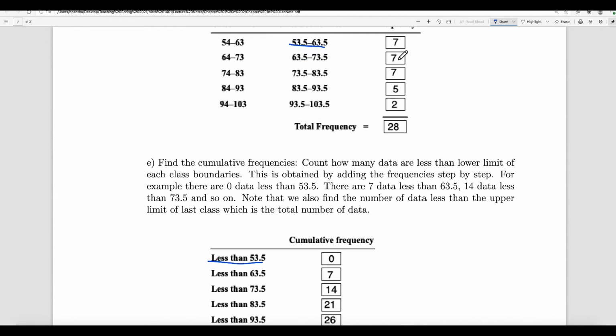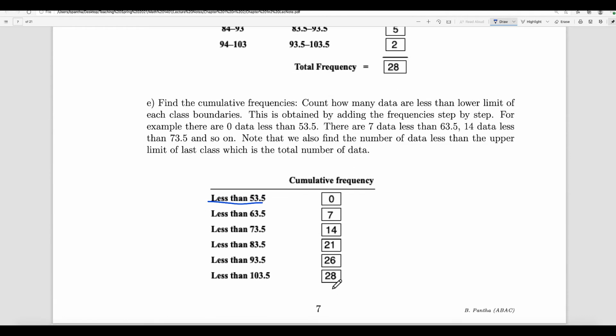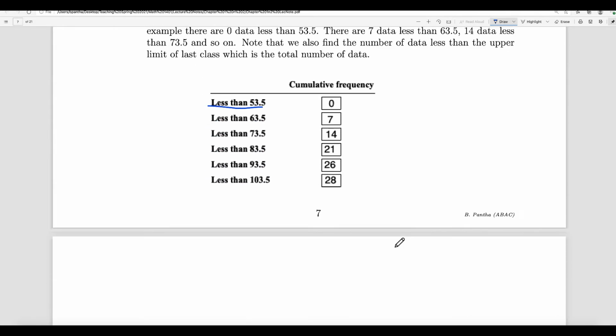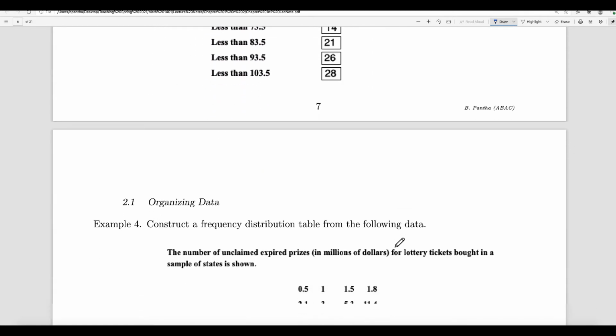7 plus 7 is 14 plus 7 is 21. There is 21. 21 plus 5 is 26 plus 1 is 2 is 28. That's what you get. Okay. So the last value and the sum will be the same. That is the cumulative frequency. This is how you find out the cumulative frequency.